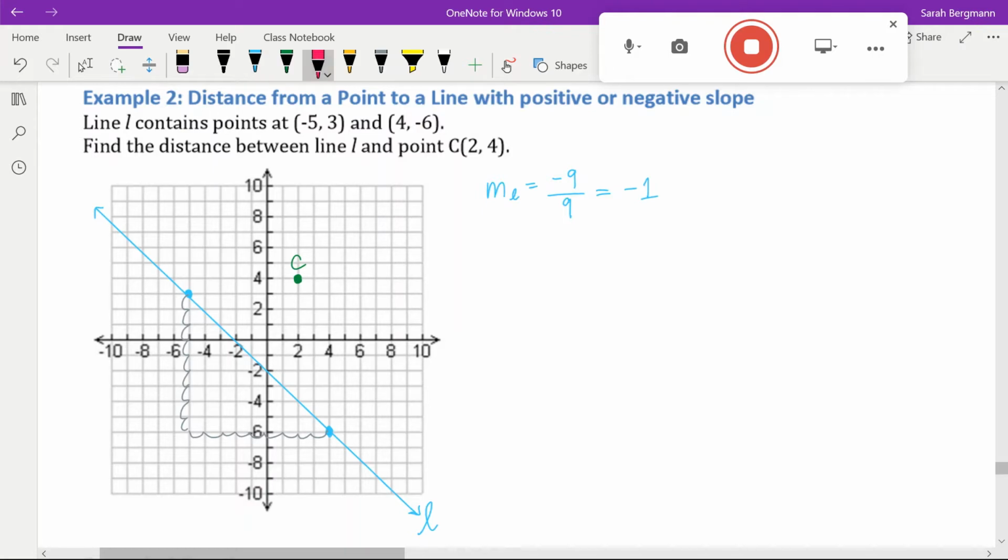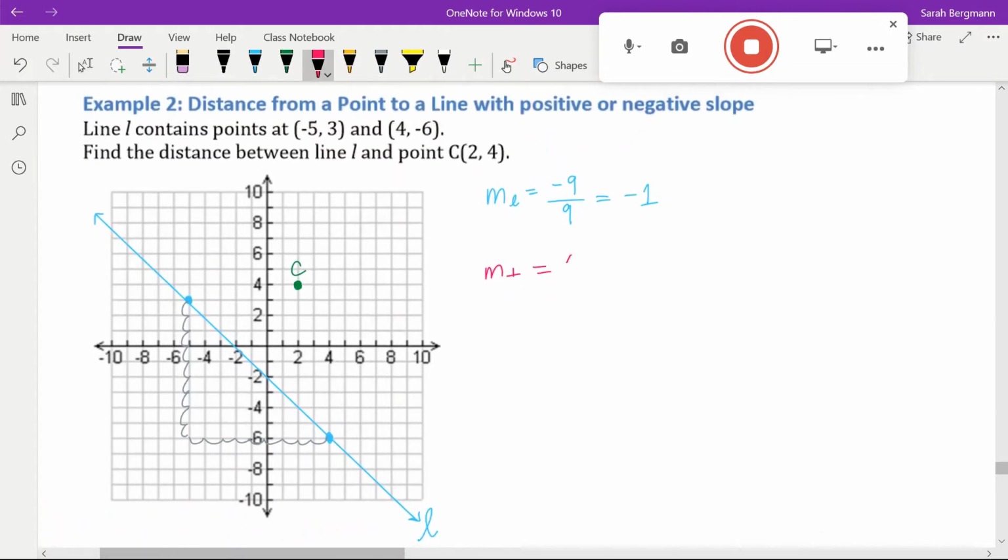Now, in order to find this perpendicular line, let's talk about the slope of what the perpendicular would be. Refer back to previous notes, and you should know that the perpendicular line has an opposite reciprocal slope. The opposite reciprocal of negative 1 is positive 1. So in order to find the perpendicular from point C to line L, it must have a slope of positive 1.